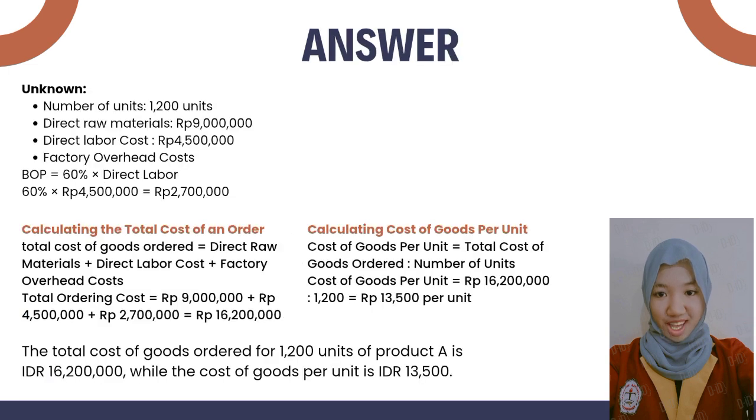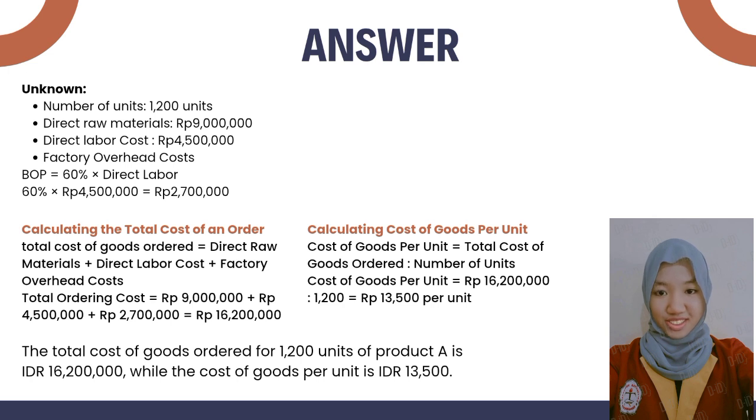Answer. Known. Number of units, 1,200 units. Direct raw materials, 9 million Indonesian rupiah. Direct labor cost, 4,500,000 Indonesian rupiah. Factory overhead costs, BOP, equals 60% times direct labor. 60% times 4,500,000 Indonesian rupiah equals 2,700,000 Indonesian rupiah.